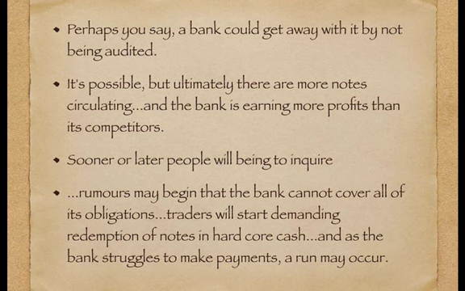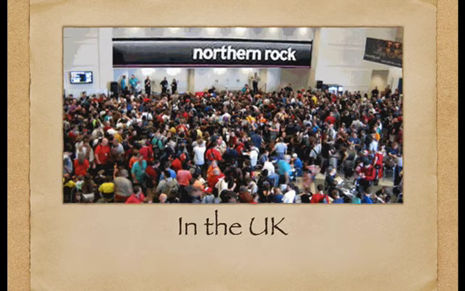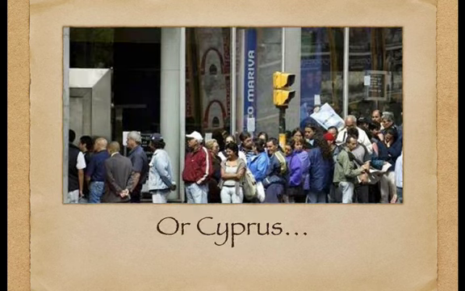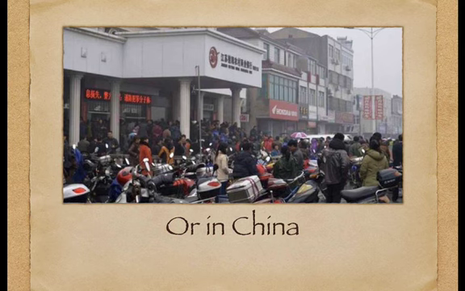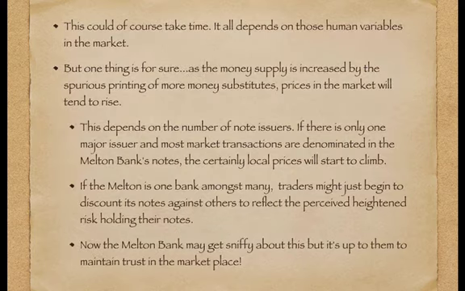Dun, dun, dun. Traders will start demanding redemption of notes in hard cash, and as the bank struggles to make payments, a run may occur. No, good heavens, a bank run in today's society? Impossible, implausible. Well, Northern Rock in the UK, I think it was 2008, that one. Cyprus, about 2011, somewhere around there. Bank run. China, not sure what date that was, but they do happen. Wow. And they only happen because the banks say they have more money on their account than they actually do. Cheeky things.